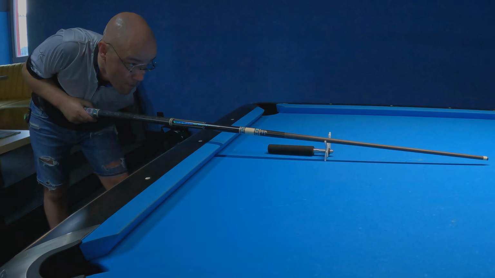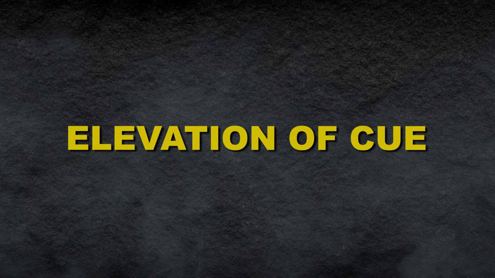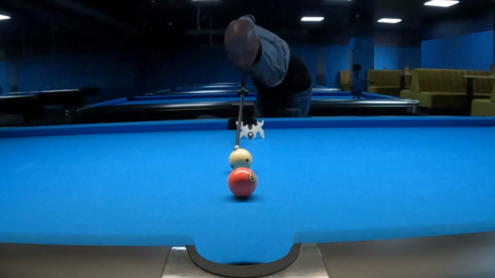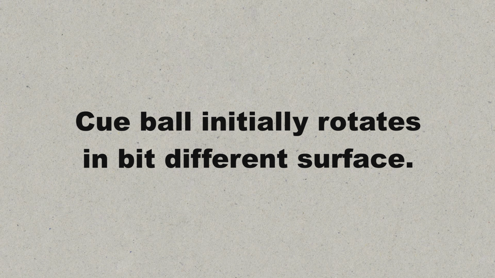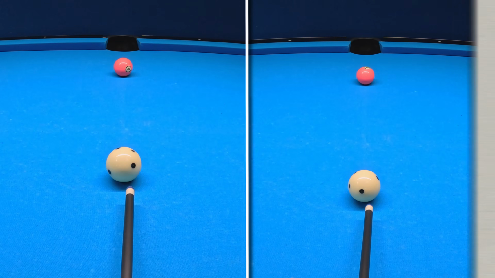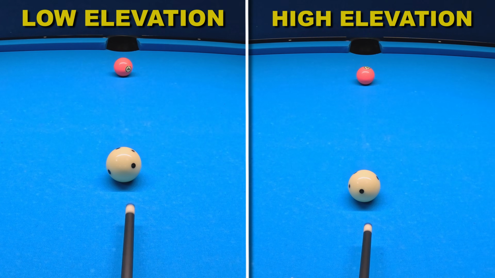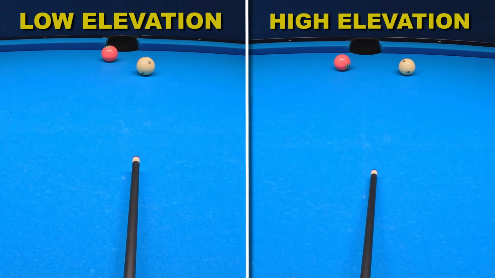Okay, but extremely important is the elevation of our cue, especially during low-speed shots. This time, due to the highly elevated cue stick, the cue ball initially rotates on a slightly different surface, which causes it to grab the cloth more, and the curved path is much more visible than before.